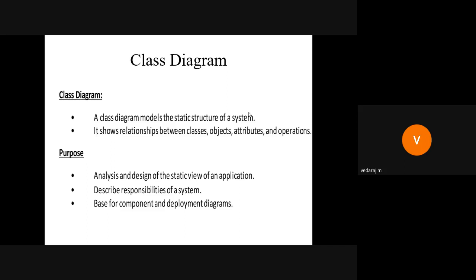So how do we define a class diagram? The class diagram describes the static structure of the system. Or one more definition: the class diagram describes the static aspect of the system. Not only that, it shows the relationship between various classes, objects, attributes, and operations. This is the definition of class diagram. The static aspect, the static view, the static structure of the system. This is the main purpose of class diagram.